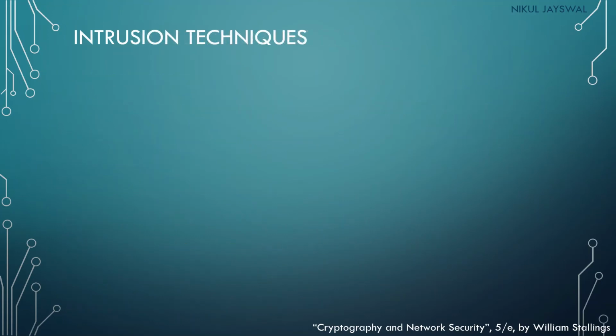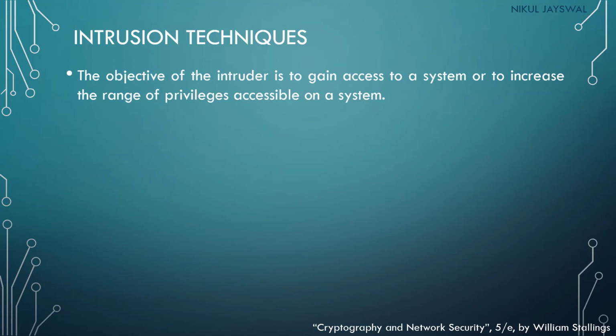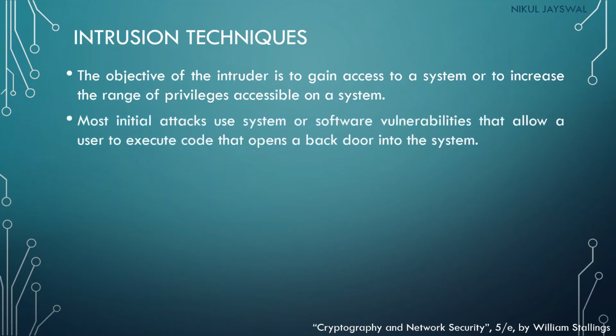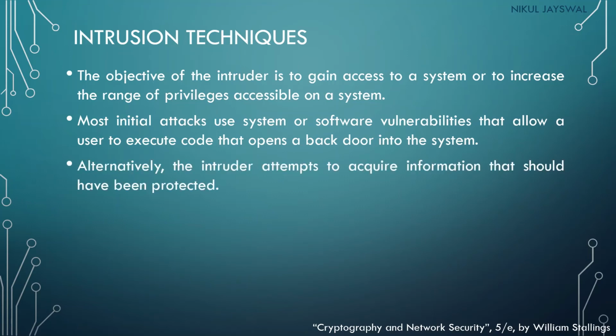Now intrusion techniques. So there are various intrusion techniques to identify confidential information that has been stored in the machines. So the objective of the intruder is to gain access to a system or to increase the range of privileges accessible on a system. So most initial attacks use system or software vulnerabilities that allow a user to execute code that opens a backdoor into a system. Alternatively, the intruder attempts to acquire information that should have been protected. So basically the intruder will try to get access to the information that should have been protected from the various threats.